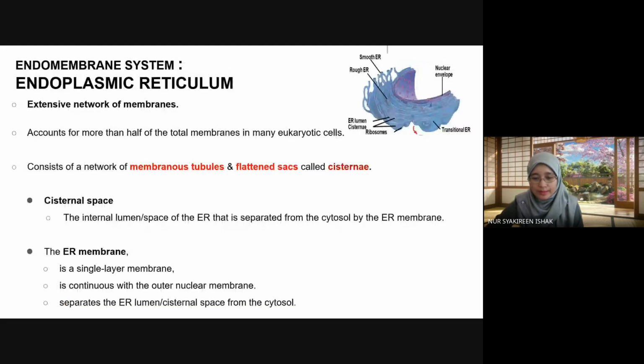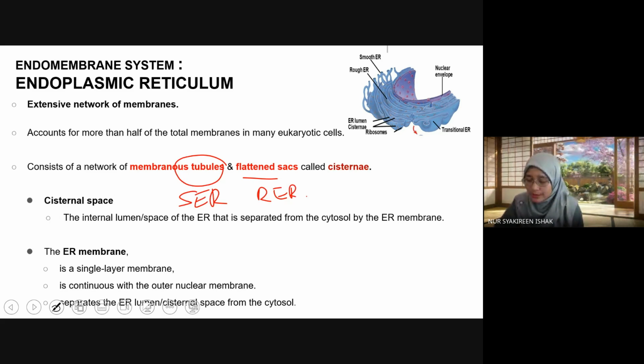So let's look first at the endoplasmic reticulum. It is the most extensive network of membranes, accounting for more than half of the total membrane in many eukaryotic cells. It consists of membranous tubules and flattened sacs called cisternae. Tubules are for the smooth ER, and flattened sacs are for the rough endoplasmic reticulum. The folded or tubular structure we call cisternae. The space inside the cisternae we call the cisternal space, which is separated from the cytoplasm by the ER membrane.